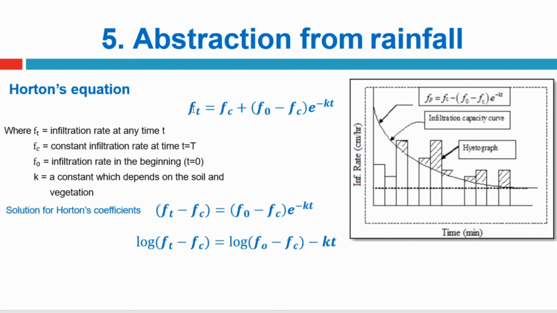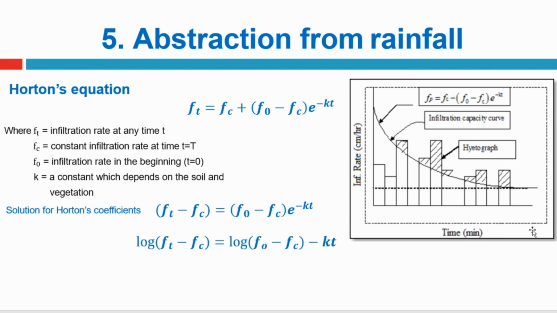So this is what Horton has given us, but the question that comes to your mind is how to determine these values, fc, f0, k and all of these. I'll explain this while solving the problems. I hope this is very much clear to you. This equation represents fc plus (f0 minus fc) e raised to minus kt.